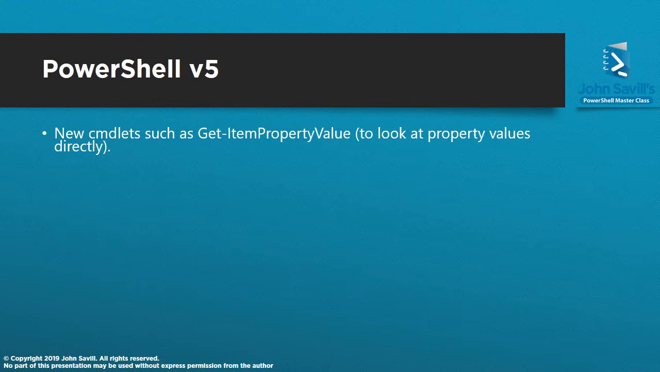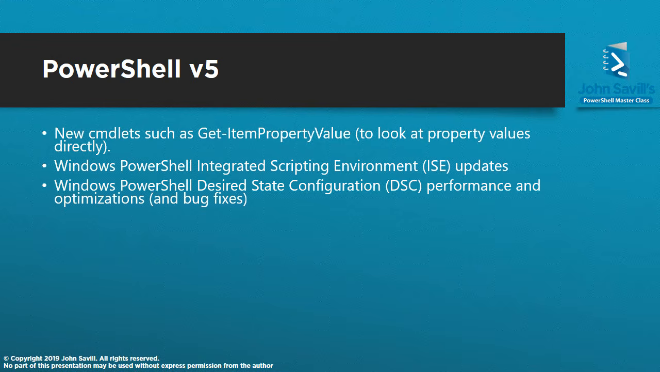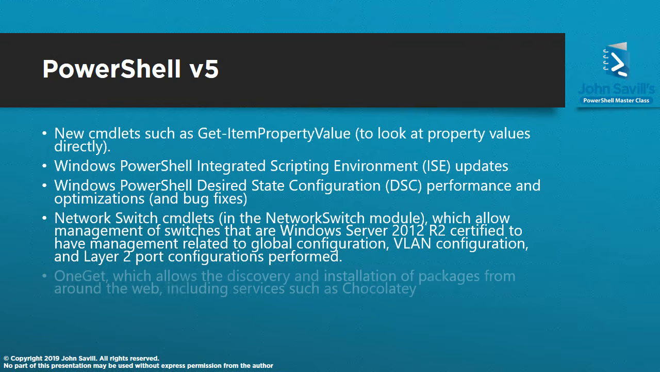Now there were some new cmdlets, Get-ItemPropertyValue, to easily look at property values. There were some updates to the Integrated Scripting Environment, the built-in editor and debugger for PowerShell. DSC had some performance optimizations. There were improvements around some networking cmdlets. But now we had this OneGet capability.